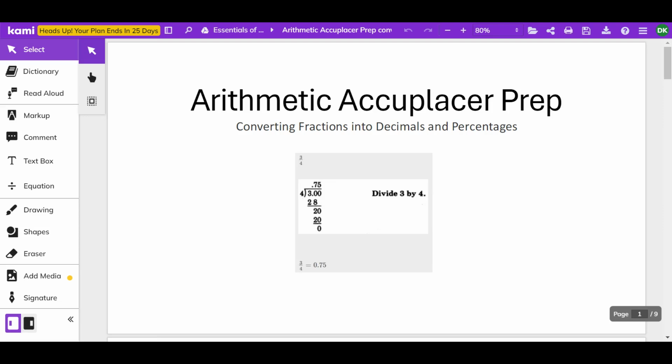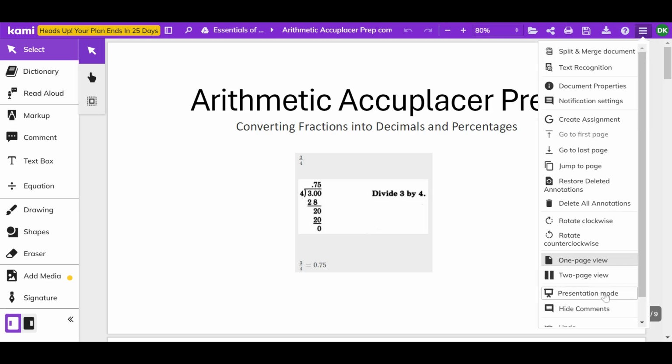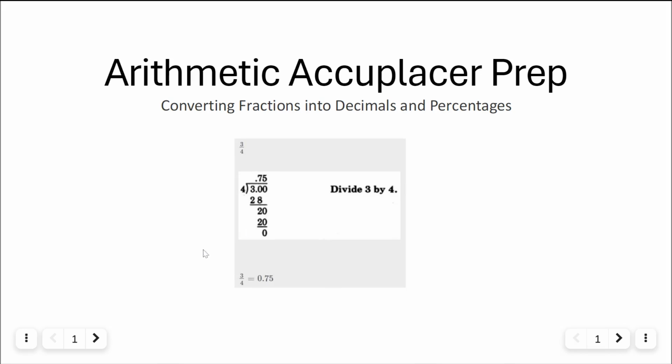Today we're going to be talking about converting fractions into decimals and percents. Okay, so we're going to start with a fraction and convert it to a decimal, and then convert that decimal over to a percent. All right, so let's get started on this.